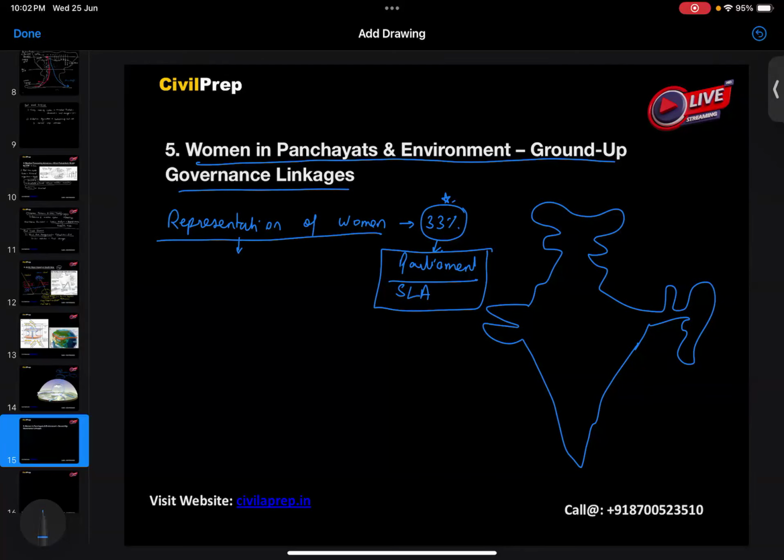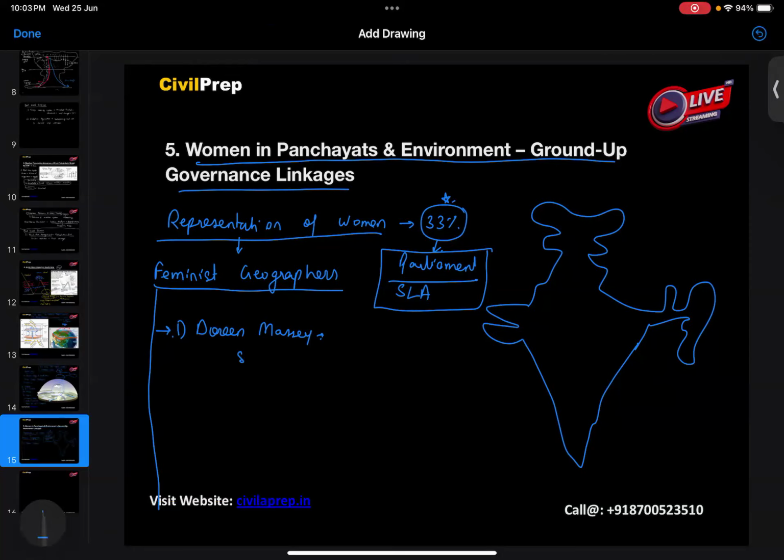So here we'll be seeing that we have certain feminist geographers, okay, who have highlighted in the previous era the role of feminism in the development of modern society. So the number one feminist geographer here we have is Doreen Massey. Doreen Massey has said that space is socially constructed. Apart from this, it is dynamic and embedded with power relations, including gender.